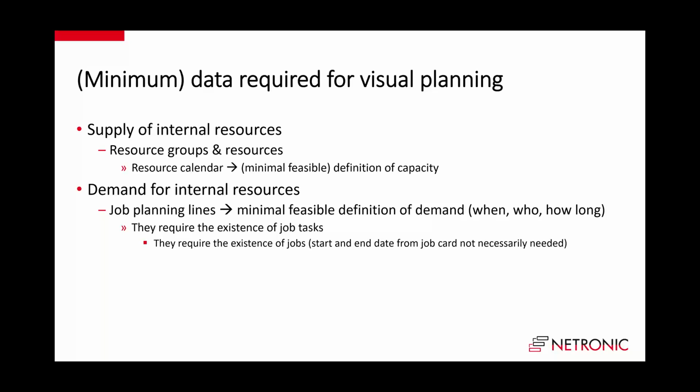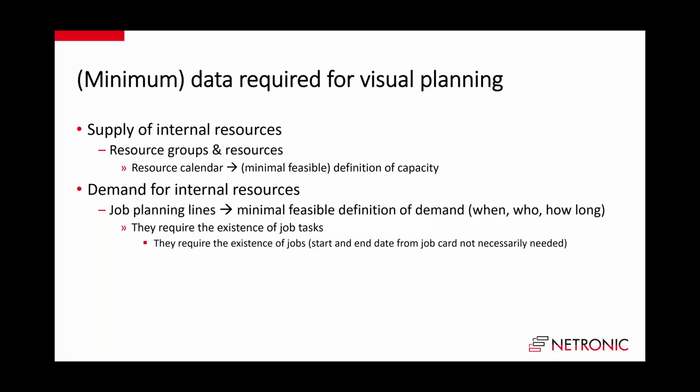The demand for internal resources comes from your job planning lines, and the job planning lines to some extent are the minimum feasible definition of when something is going to happen, who is going to do this, and how long this is going to take. And you cannot create job planning lines without context. So the job planning lines require the existence of job tasks. And again, you cannot define a job task without context. So job tasks require the existence of a job. So what you need is a job in place with job tasks.